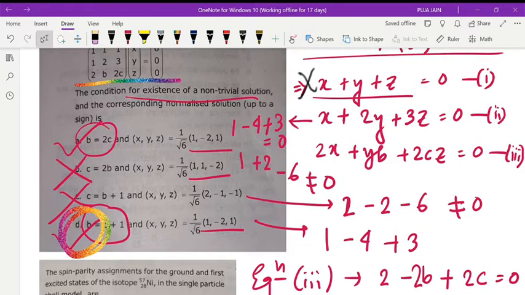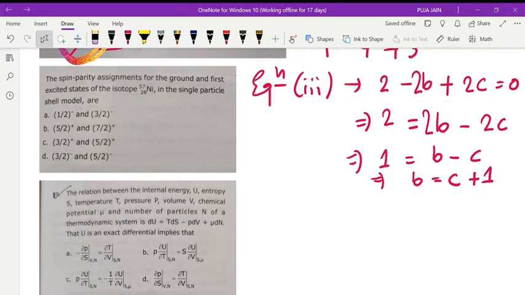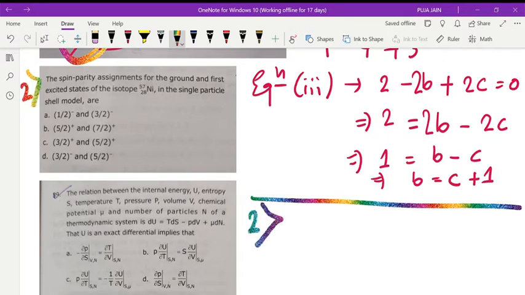Now, second question. The spin parity assignments for the ground and first excited states of the isotope nickel-57 (28 protons) in the single particle shell model are. Regarding this, I have made a theory lecture on nuclear physics. I am giving the link of that in the description box. There I have studied this topic in detail.